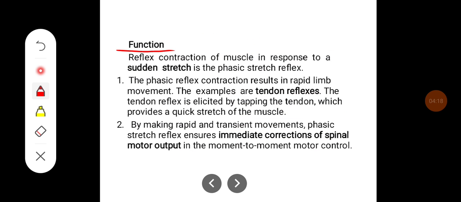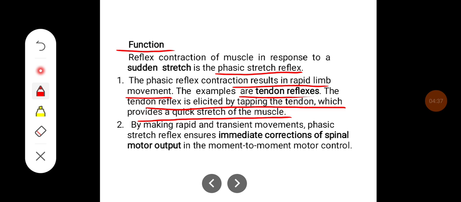The function of this stretch reflex, the reflex contraction of the muscle in response to a sudden stretch, is the phasic stretch reflex. The phasic reflex contraction results in rapid limb movement. The examples are tendon reflexes. The tendon reflex is elicited by tapping the tendon, which provides a quick stretch of the muscle. By making rapid and transient movements, phasic stretch reflex ensures immediate corrections of the spinal motor output in the moment-to-moment motor control.